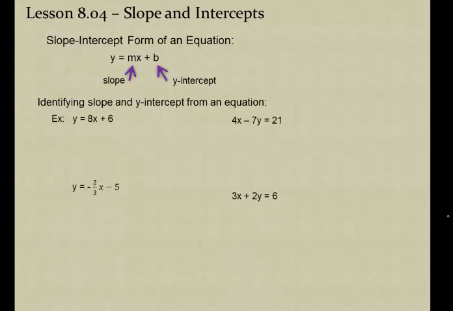I have some equations. The first two are already in slope-intercept form, so it's pretty simple. We point to the coefficient on the x, that is the slope, and the constant is the y-intercept. Again, the coefficient on the x is the slope, and the constant is the y-intercept.